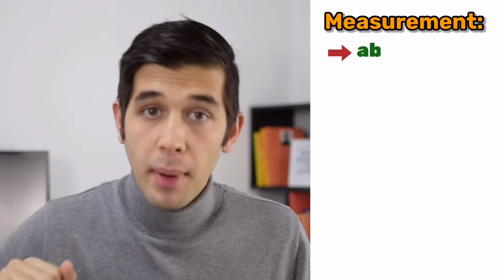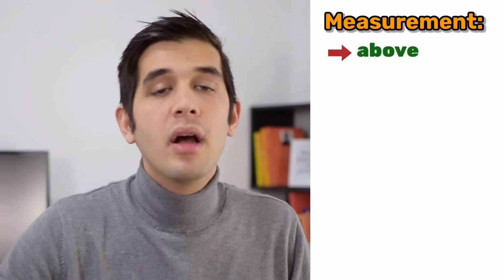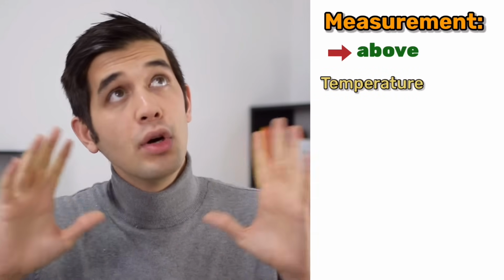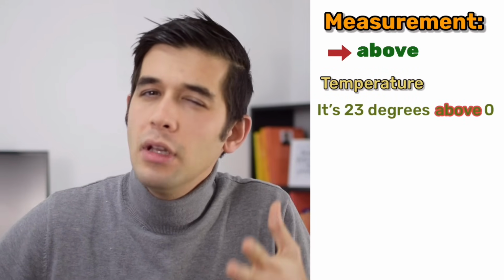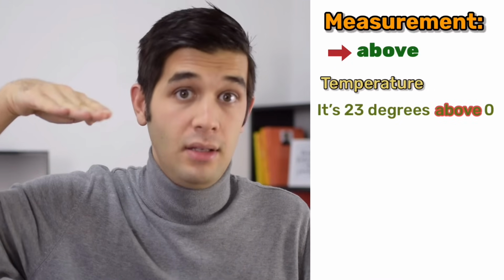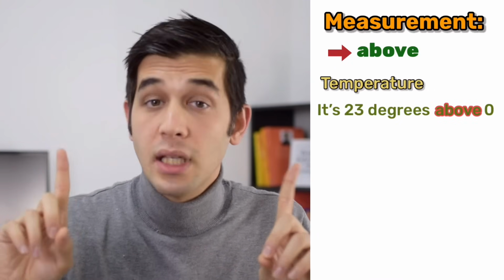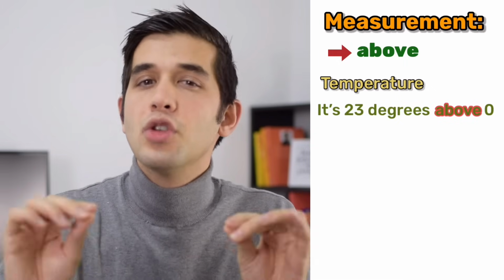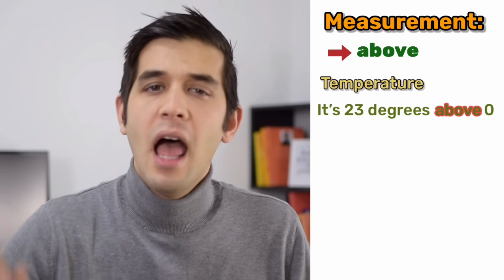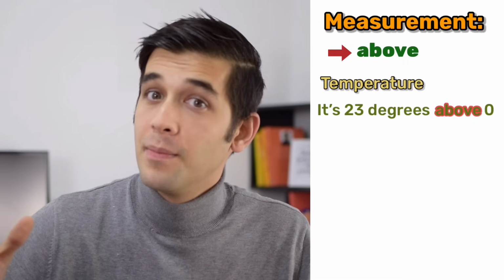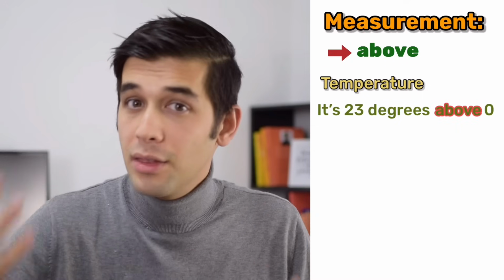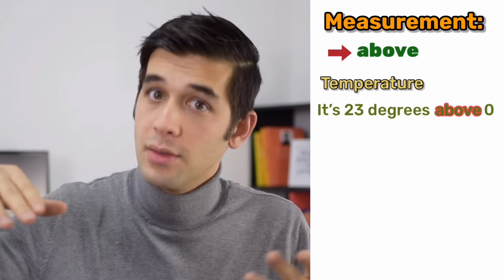When we are talking about measurements, we use above. For example, when we are measuring the temperature of the room, we say it's 23 degrees above zero. We don't say over zero because we are talking about the temperature. And when we talk about the temperature, we say above. So it's 23 degrees above zero.